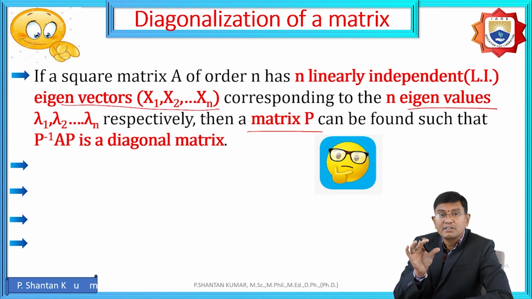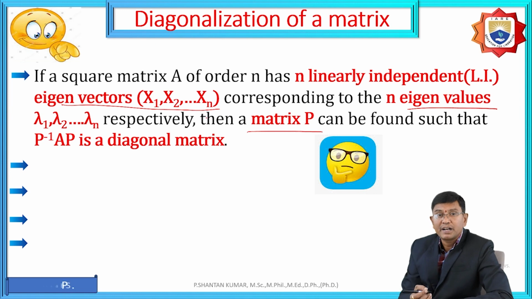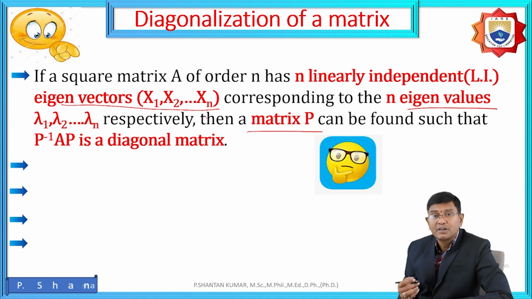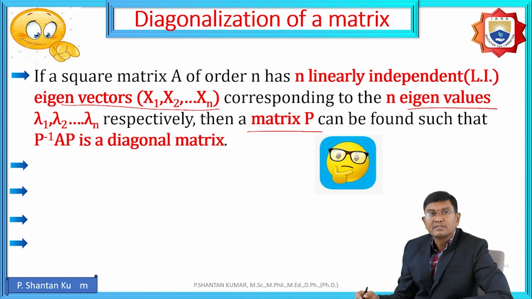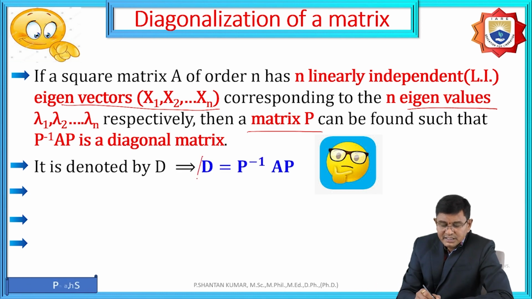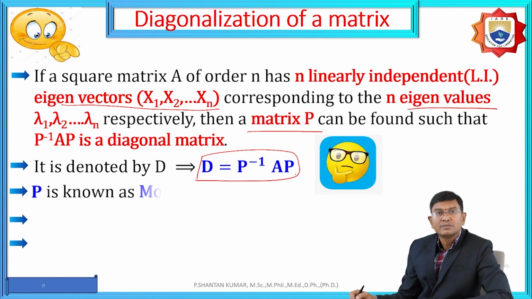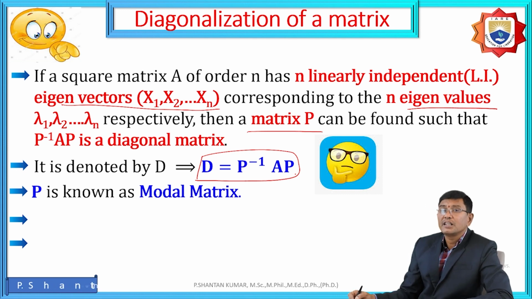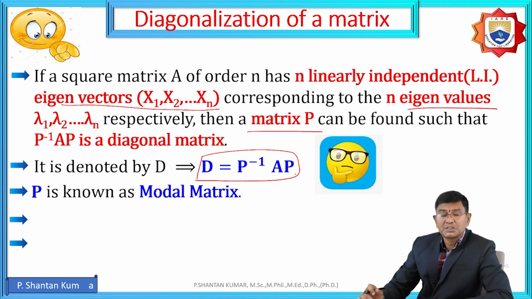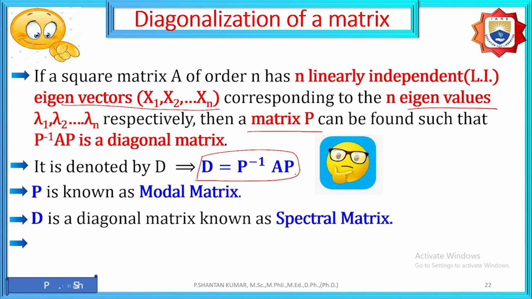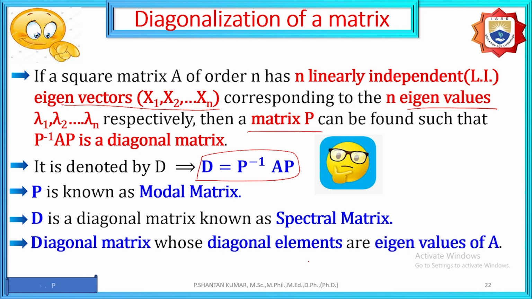Then we need to construct the matrix P, that is the model matrix, and after that we need to find P inverse, and then the product of P inverse into A into P. The resulting matrix is called a diagonal matrix. It is denoted D is equal to P inverse into AP, where P is known as the model matrix. The model matrix is nothing but the collection of eigenvectors. And this diagonal matrix is sometimes also known as the spectral matrix, a diagonal matrix whose diagonal elements are the eigenvalues of the given matrix.